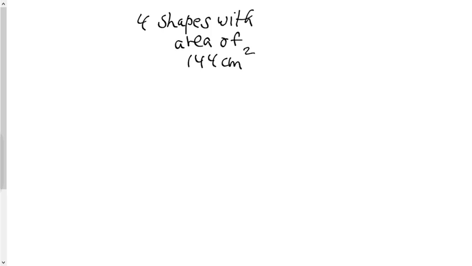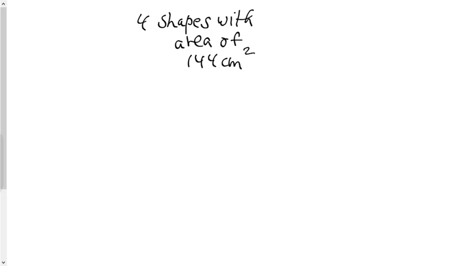And your homework last night was to create 4 shapes, each of which have an approximate area of 144 centimeters squared. And we say approximate area of 144 because we know that a circle will not have the exact area of 144, but we can get it pretty close. We can get it within a square centimeter of being the actual area.